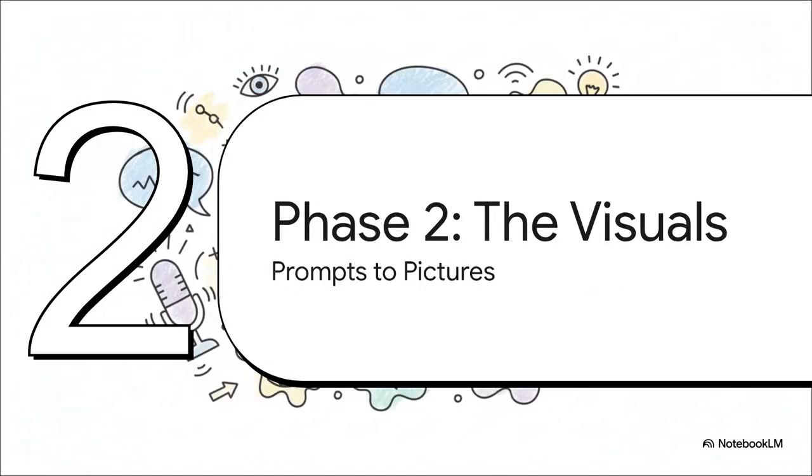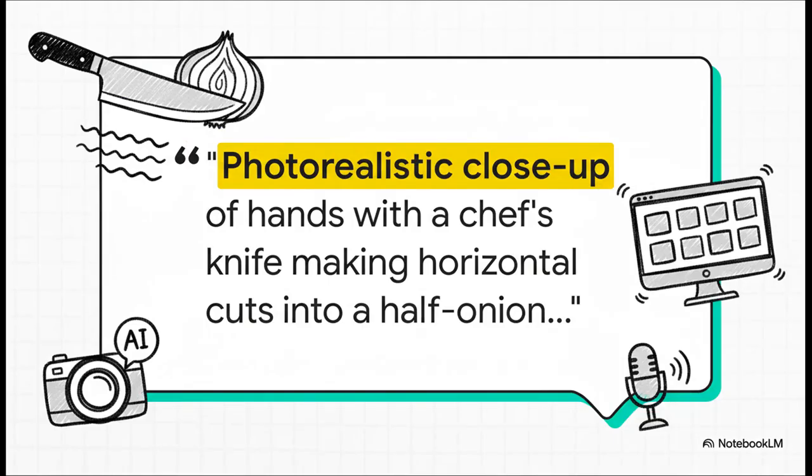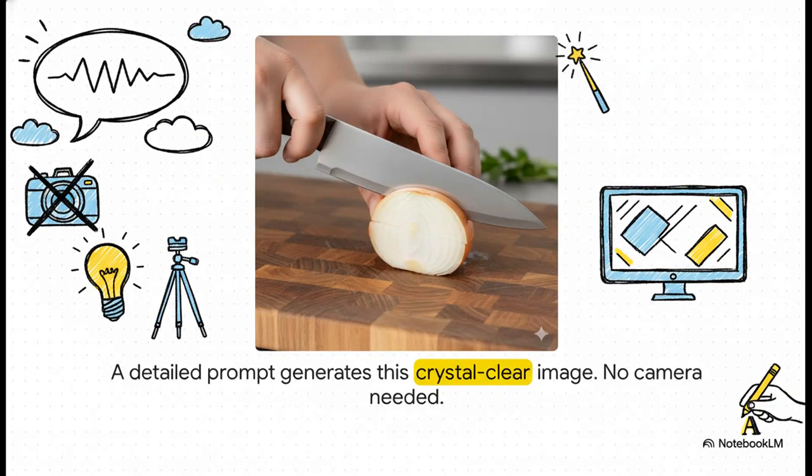All right, phase two, the visuals. This is where the magic really happens. We take those super specific prompts we wrote in our script and we feed them into an AI image generator. Let's go back to our how to dice an onion video for a second. Instead of trying to set up a complicated kitchen shot, we just write a prompt like this one. Look at the details: photorealistic, chef's knife, horizontal cuts. Every single one of those words is crucial. And boom, this is the result. That text prompt generates a perfect, crystal clear image of that exact step. There's no camera, no lighting rig, and definitely no reshoots needed. You just get the perfect visual, created entirely from words.